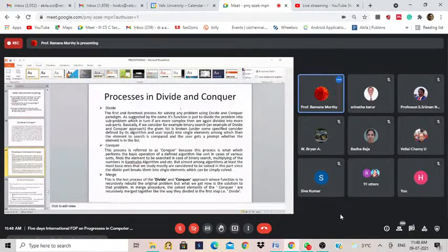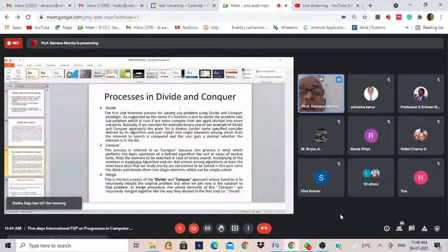Our intention is divide and conquer. So how are you going to use divide and how are you going to conquer? Divide is the first and foremost process of solving any problem using the divide and conquer paradigm. As suggested by the name, its function is only meant for dividing the problem into sub-problems and making a less complex situation.